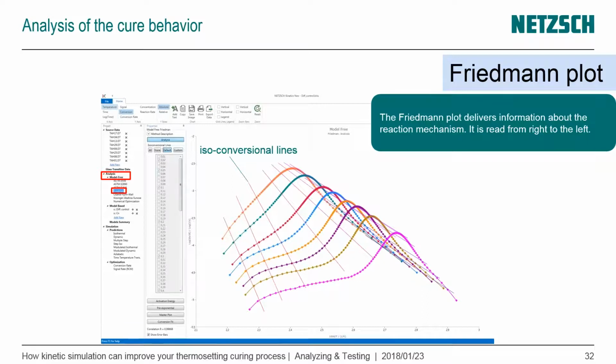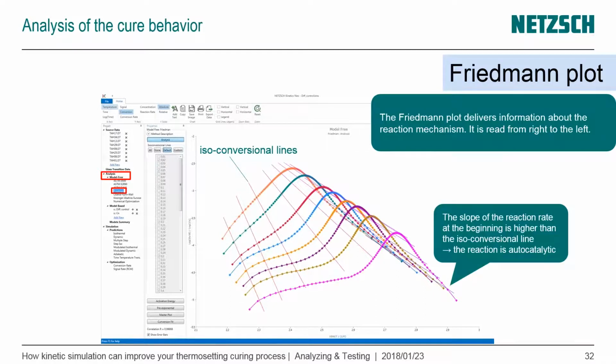And these lines are very important to estimate what reaction mechanism is behind this curing process here. So let's have a look to the right end, so the beginning of the reaction. There we can see that our reaction itself has a higher slope than the isoconversional lines. And this indicates that this reaction is accelerated. So this reaction is an autocatalytic reaction.